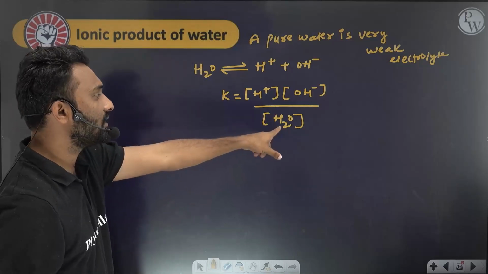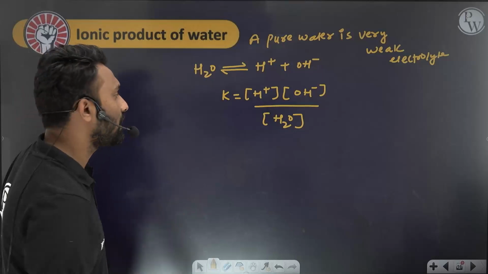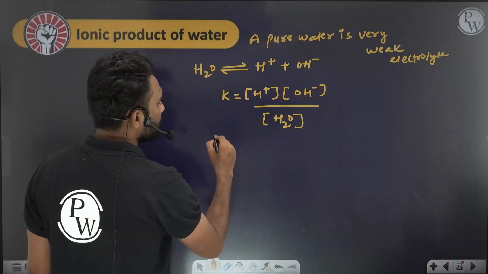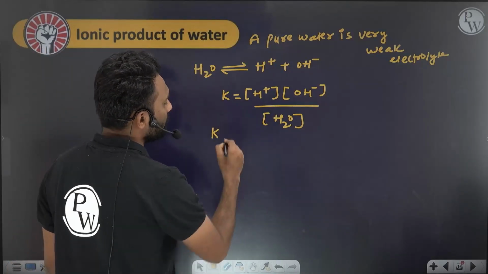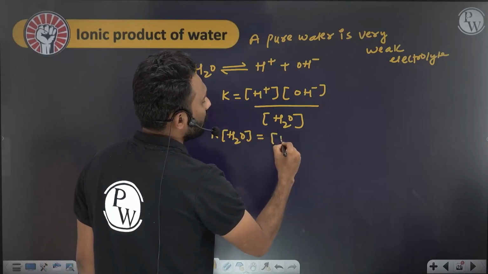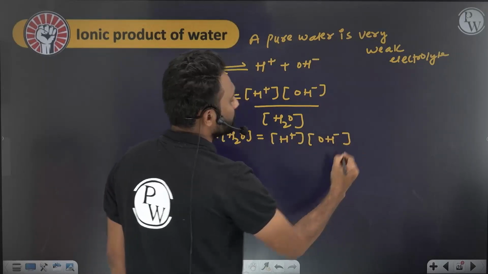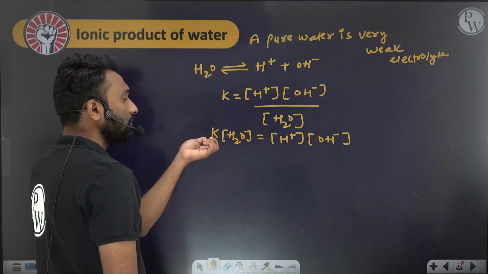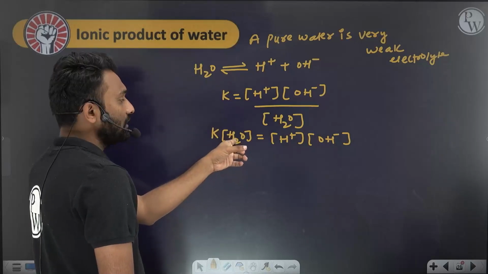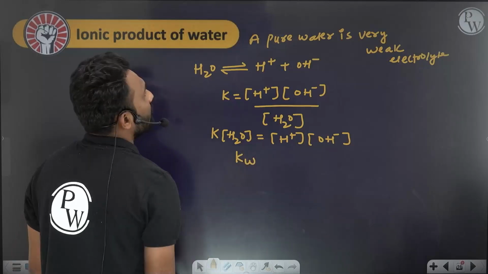The concentration of H2O is negligible. It means if you take this equilibrium constant and the concentration of H2O, it will give the concentration of H plus and the concentration of OH minus. Now, here one constant and this is another constant, and this combines to give the new constant, that is Kw.